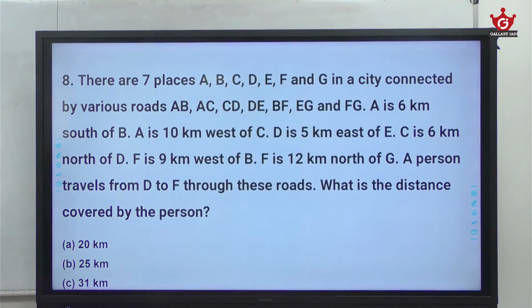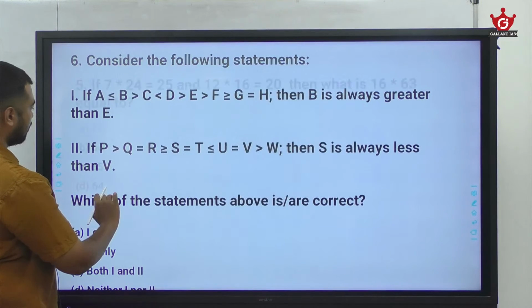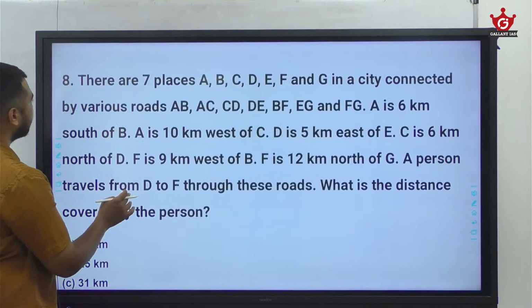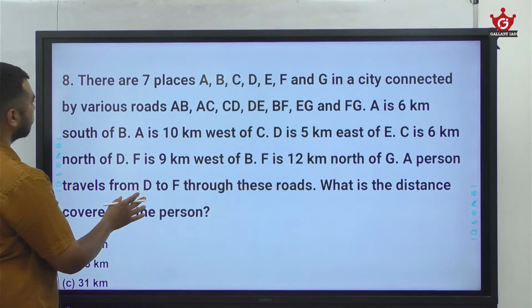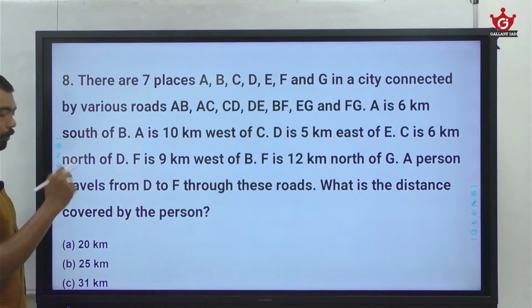This is another question. Try to do this question.